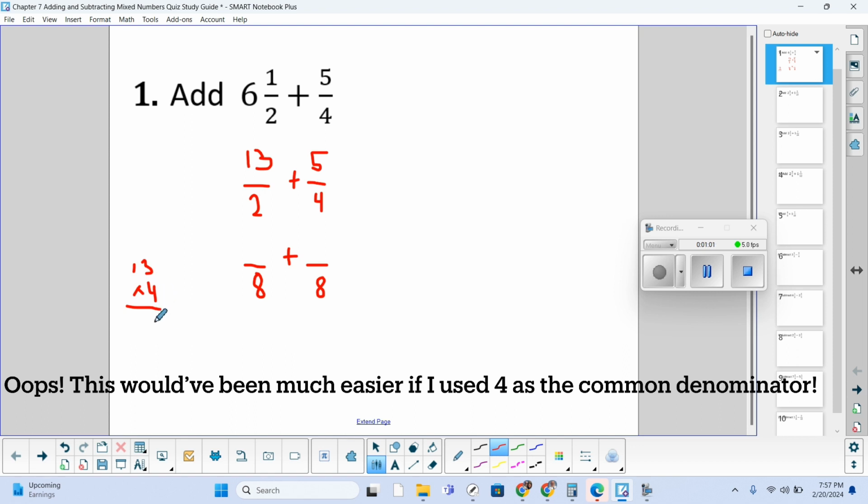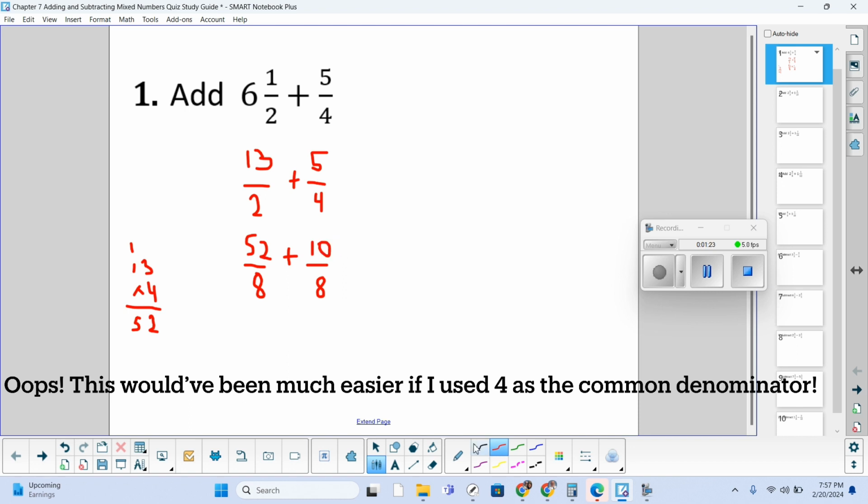4 times 3 is 12, carry the 1. 4 times 1 is 4 plus 1 is 5. So that would be 52 over 8. This one I would double it, times 2. So 5 times 2 is 10.